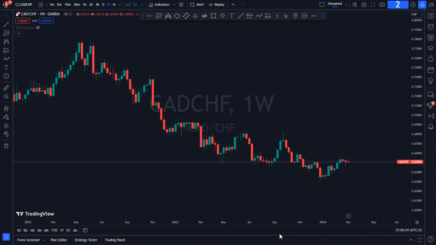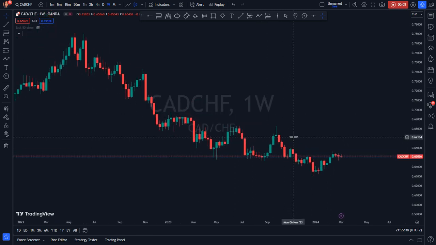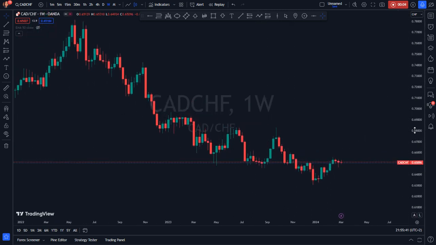Okay, so a very beautiful setup on CADCHF. Okay, guys, Alus FX here. We're going to be analyzing CADCHF. So CADCHF looks like this at the moment.